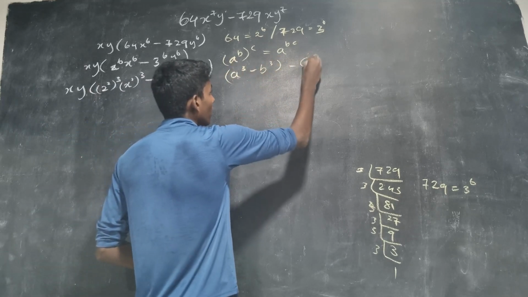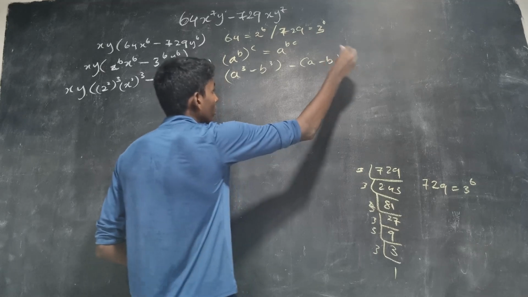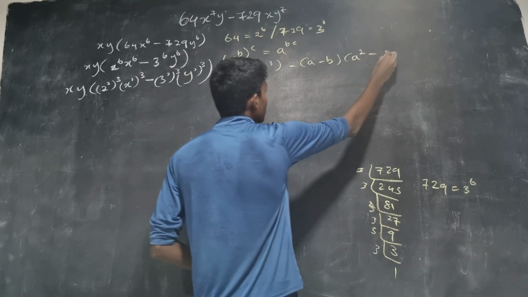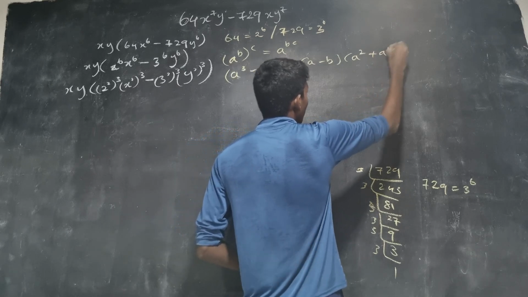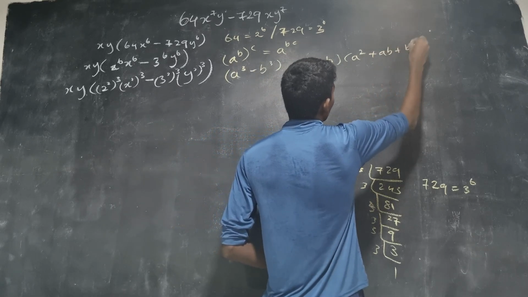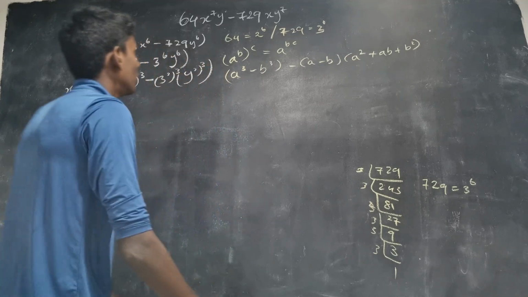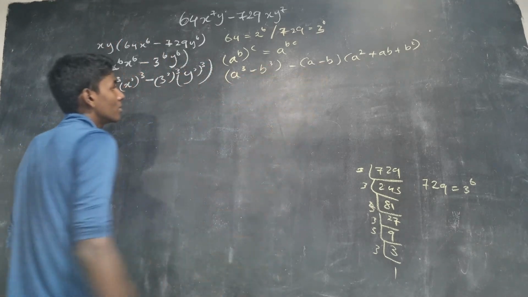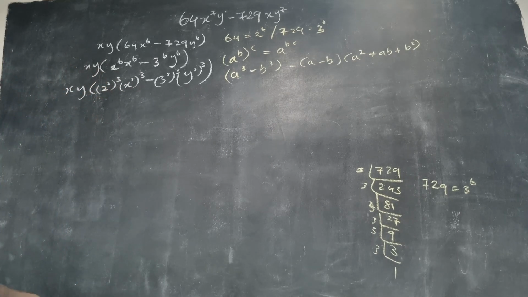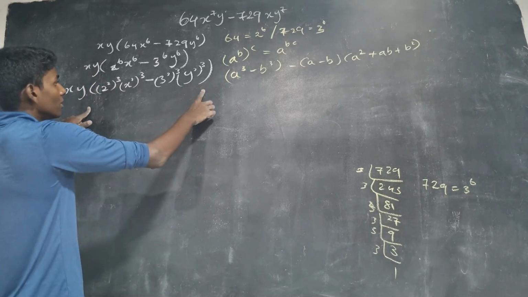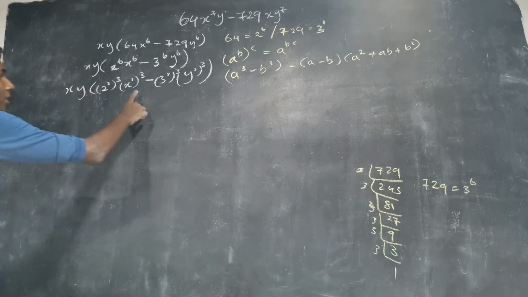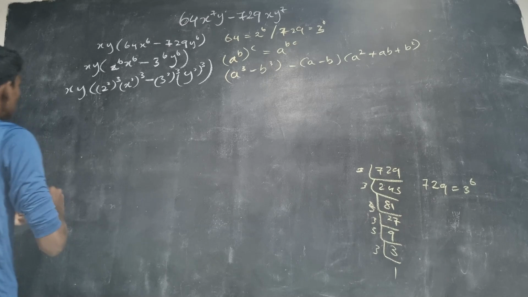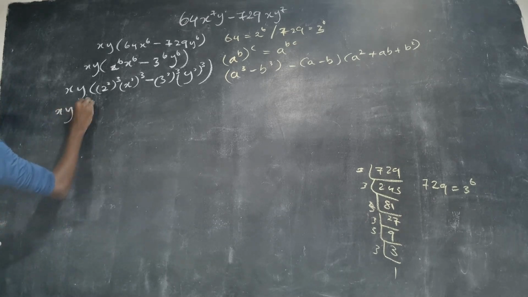a cubed minus b cubed equals a minus b times a to the power of 2 plus a b plus b to the power of 2. a to the power of 3 minus b to the power of 3 equals this statement. So we can see this is equal to this, so we can write this like that, xy.